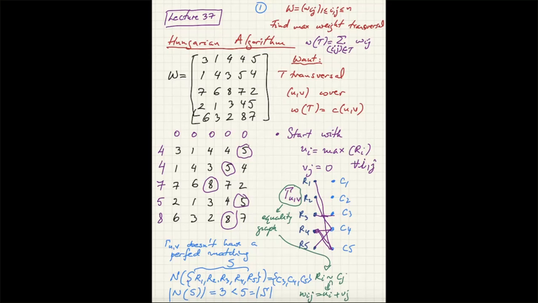This is 7. This is 4. And this is 7. And here the entries in the columns C3, C4, C5 would go up by 1. So this would be 1, 1.